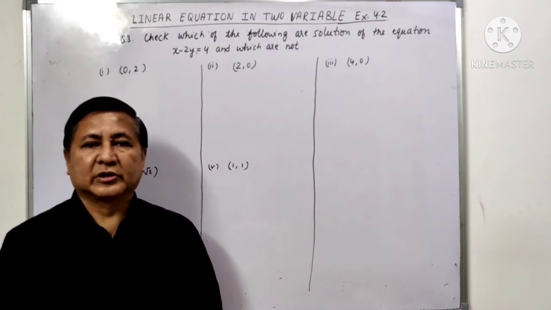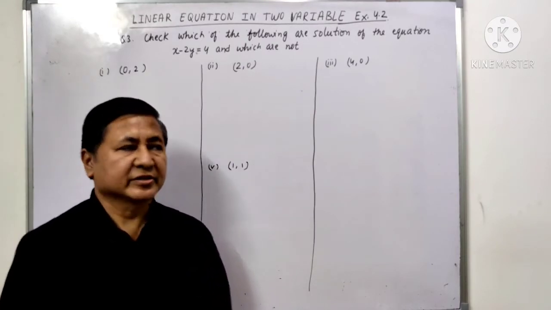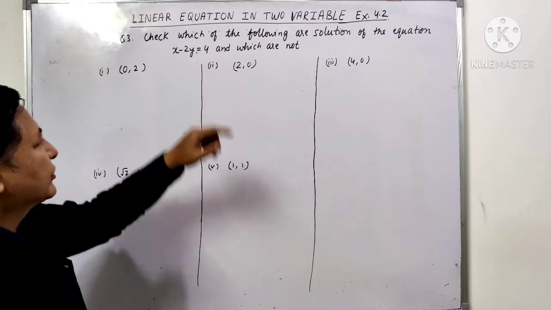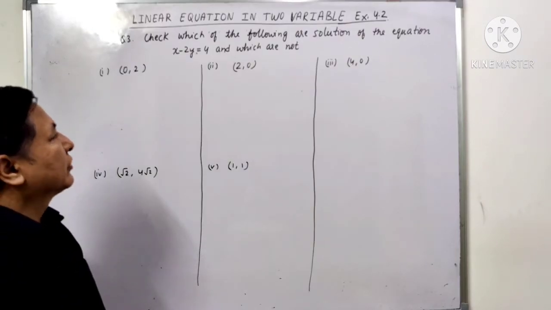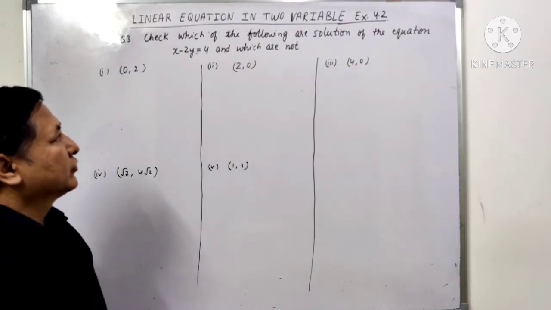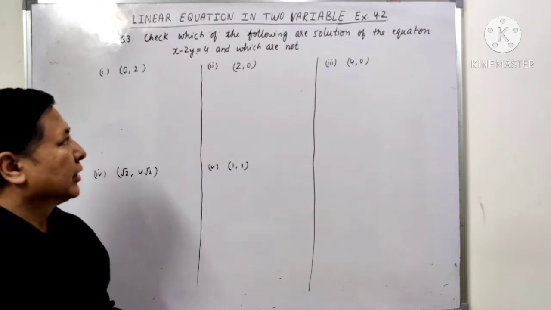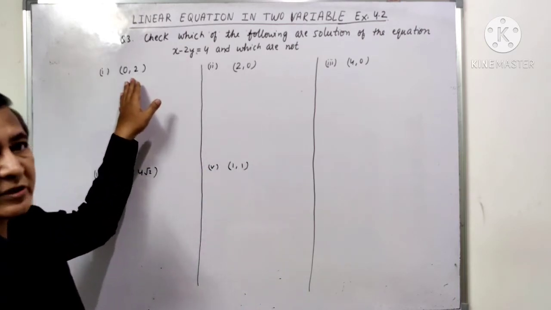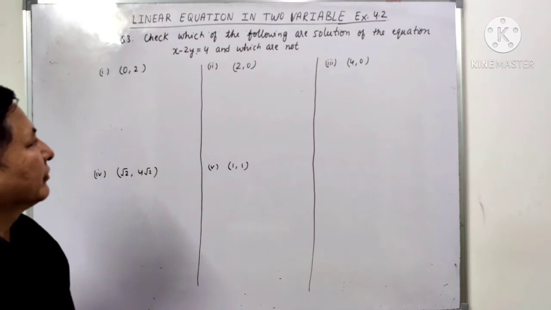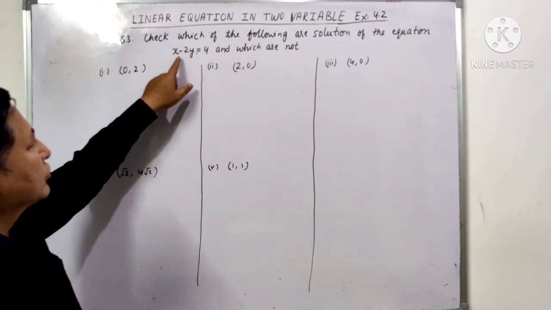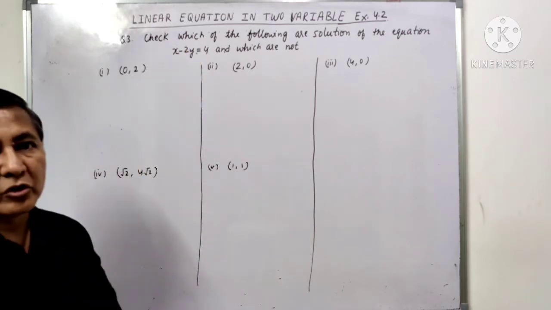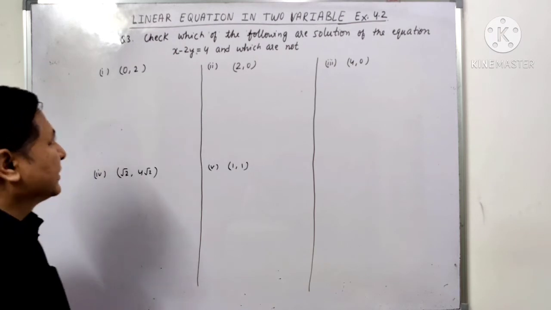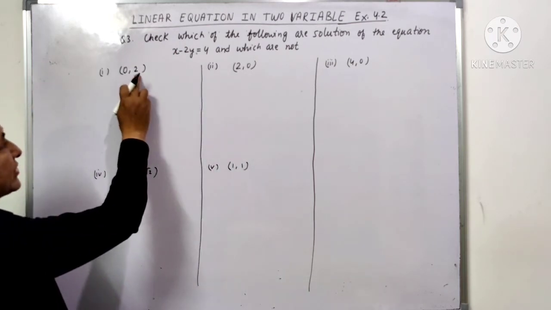Now let us solve the third question of this exercise. Check which of the following are solutions of the equation x minus 2y equals 4 and which are not. Here the solution is given as (0, 2), and we have to find whether it is a solution of x minus 2y equals 4 or not.